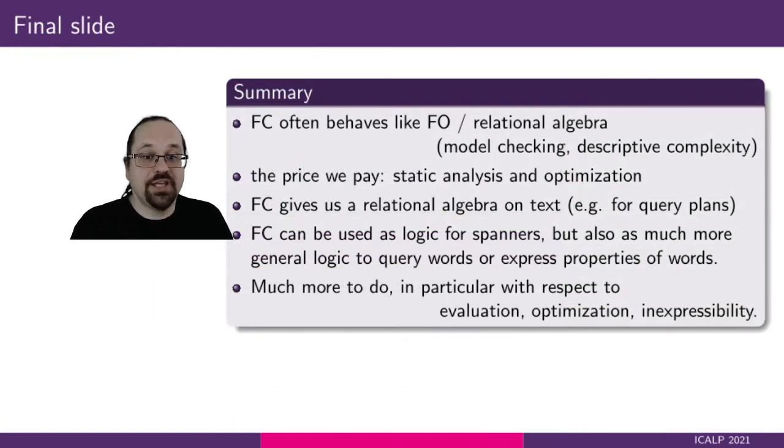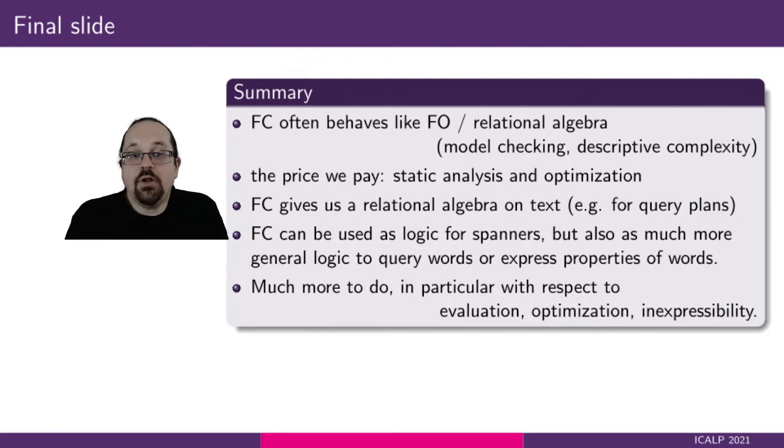Wrapping things up, what do we have? We have a new logic on words that behaves like FO in relational algebra, at least regarding things like model checking and descriptive complexity. The price we pay for that is static analysis and optimization become complicated, undecidable, or at least complicated in general. We also show some way, even though I skipped it in the presentation here, of lowering the cost of that. And if you care about the more practical sides, we can directly map FC into relational algebra on text that could be used by practitioners for things like query plans.